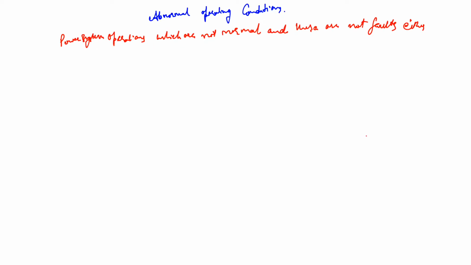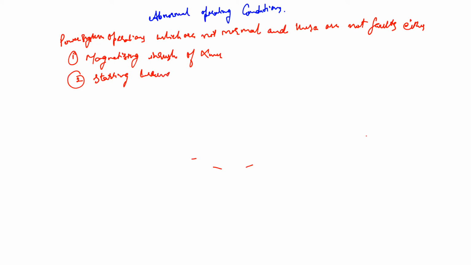So what are these? First one is the magnetizing inrush of a transformer. Second one is the starting condition of an induction motor. And third one is the conditions during the power swing. Being from an electrical background, you already know the power swing.